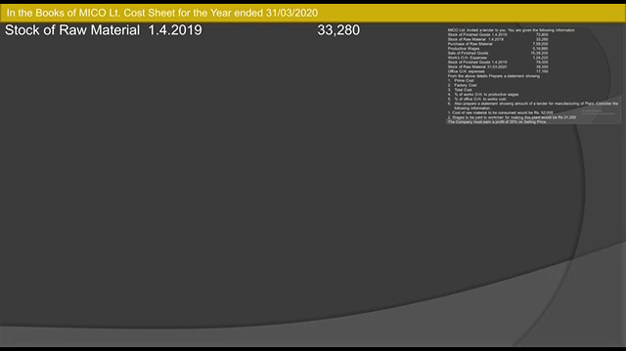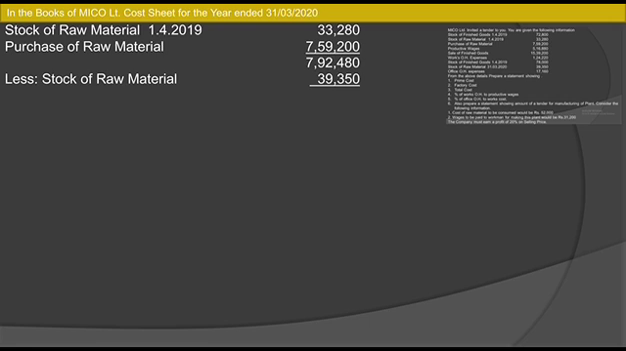So the first point is opening stock of raw material, 33,280. To this opening stock we are supposed to add the purchases, so the second point is purchase of raw material. Opening stock plus purchases total is 7,92,480. Now from this we will deduct the closing stock of raw material, 39,350, so that we get the cost of raw material consumed, 7,53,130 rupees. That is the actual amount of stock which is used while manufacturing a product or a service.